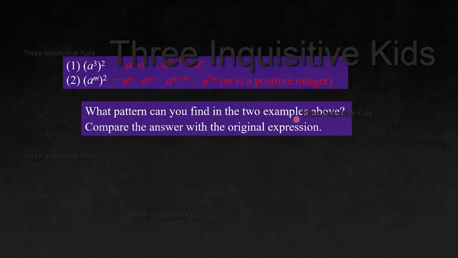What pattern can you find in the two examples above? Compare the answer with the original expression. A to the 3rd to the 2nd power is simplified into a to the 6th power. 6 is 3 times 2. And over here in the end, we have a to the 2m power, and 2m is equal to m times 2.